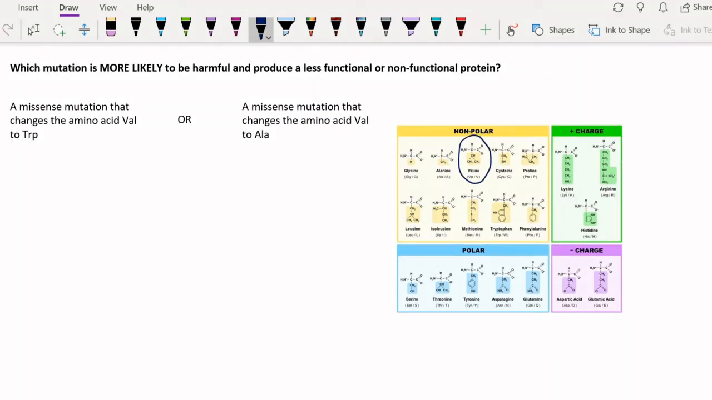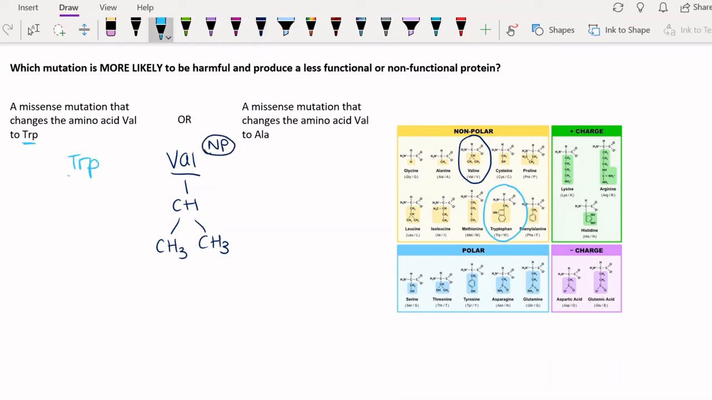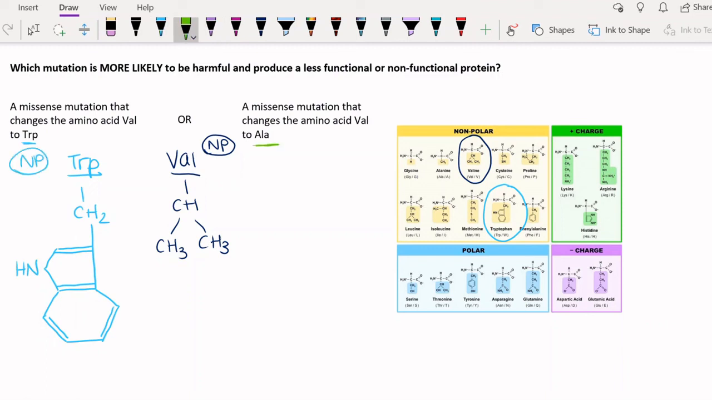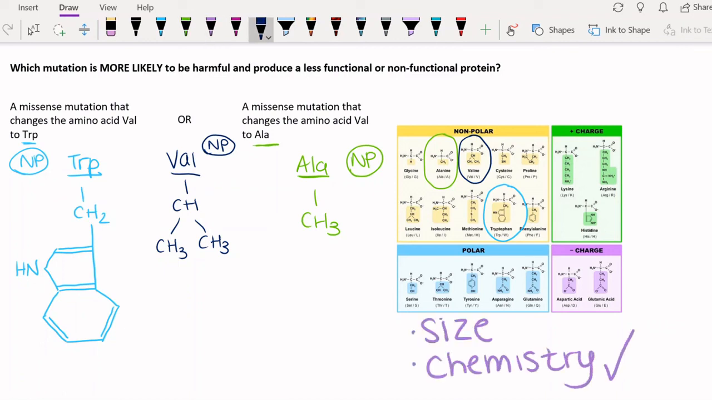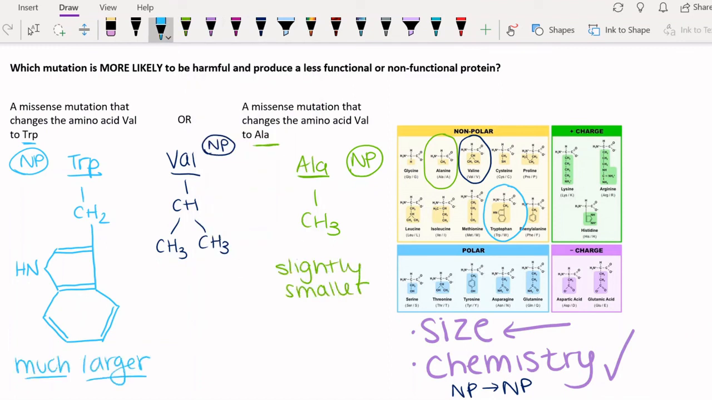Last question, we're going to look at another amino acid change, from valine to tryptophan or alanine. We're going to use the same process, looking at the amino acid size and chemistry. All of these amino acids are nonpolar, so the chemistry is not changing. However, we can see that the size of the amino acid is changing. Valine and alanine have similar sizes. However, tryptophan is much larger with 2 ring structures. The size of tryptophan may disrupt the protein structure, so the change to tryptophan is more likely to be detrimental to the protein structure.